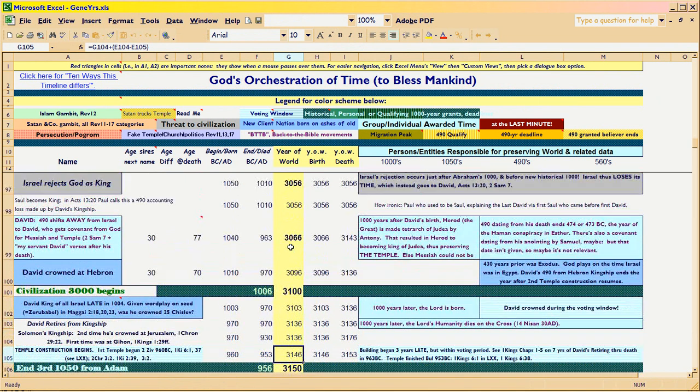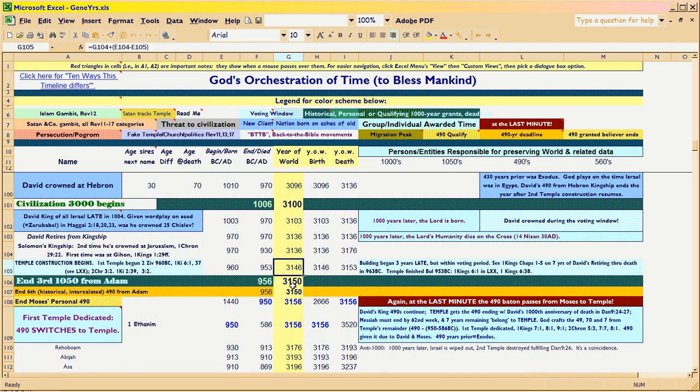Let's go back here to the timeline, which is more easy to recognize. David dies 3143. Solomon doesn't start the temple until 3 years later. The temple construction should have started then. God said to David, I'm not starting the temple while you're alive. That's in 2 Samuel 7, 1 Chronicles 17. But Solomon waits 3 years to start the temple's construction even. He should have started it here. If he started it here, it took the same 7 years, then the whole temple would have been done and could have been dedicated by 3100, which is what should have happened. I mean, not 3100, 3150. See?